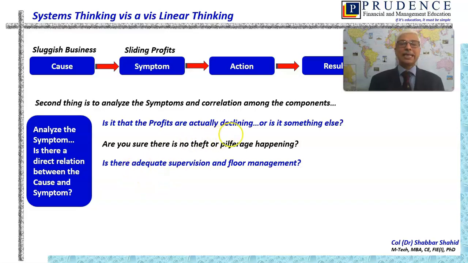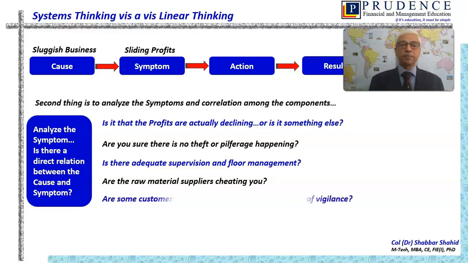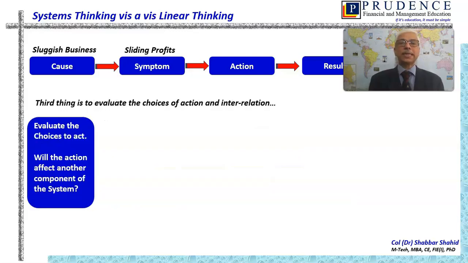Or is there adequate supervision and floor management? Or is it that because there is no proper supervision, wastages are happening, thefts and pilferages are happening? Or is it that the raw material supplier is cheating you, is he charging you more for the raw material? Or is it that some customers are just leaving without paying their bill due to lack of vigilance? Maybe if I am at the cash counter, my friend comes to the shop, my family members come to the shop, so I just don't bill them. I offer them the free things. Is it something like that which is happening? Is your own staff trustworthy? You will have to think all those things.